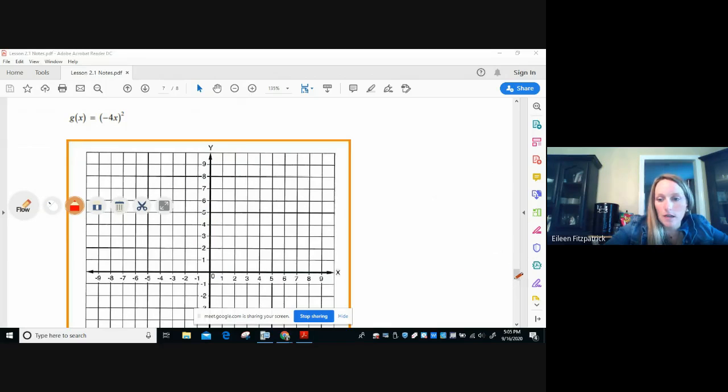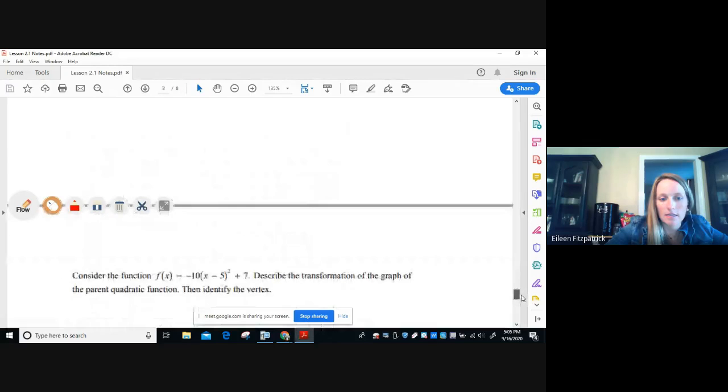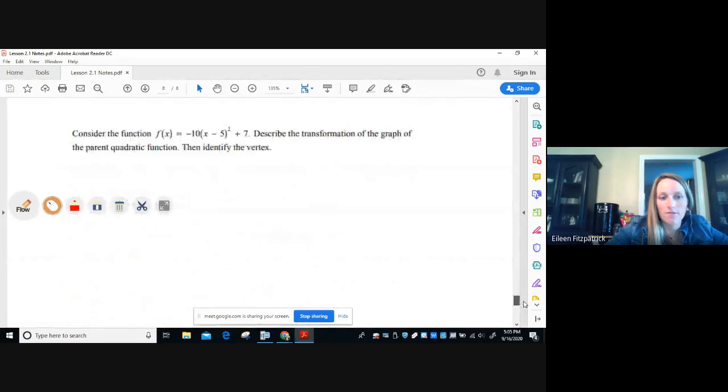All right, and the last two problems are not graphing problems, so we should be able to go through them a little faster. It says, consider the function f of x equals negative 10 times the quantity x minus 5 squared plus 7. Describe the transformation of the graph of the parent function and identify the vertex. This is what we've been doing, but we just don't actually have to graph.